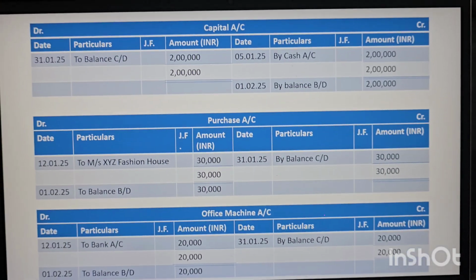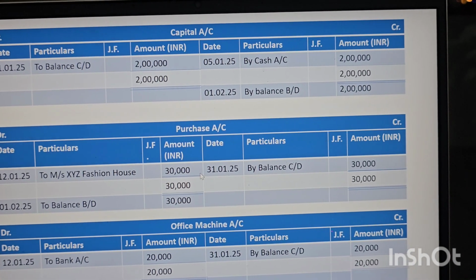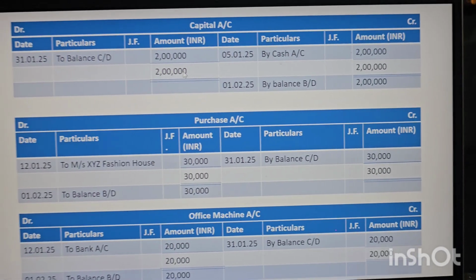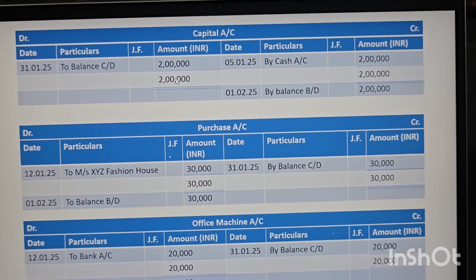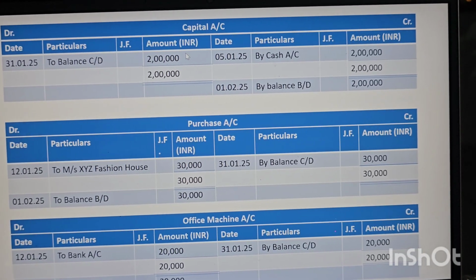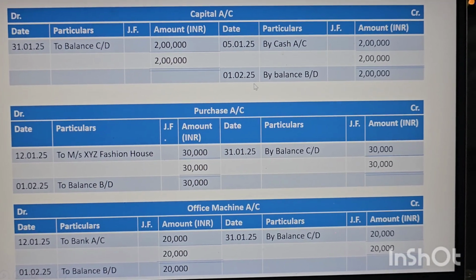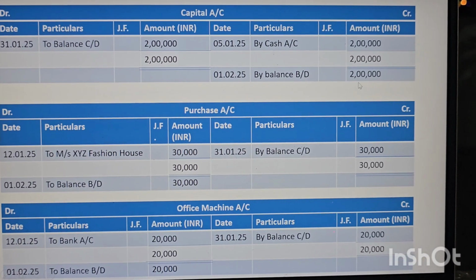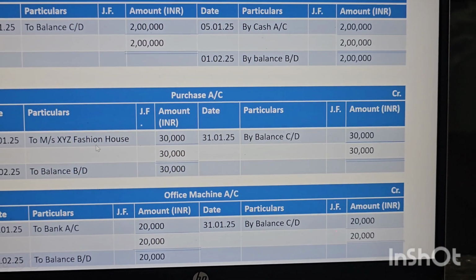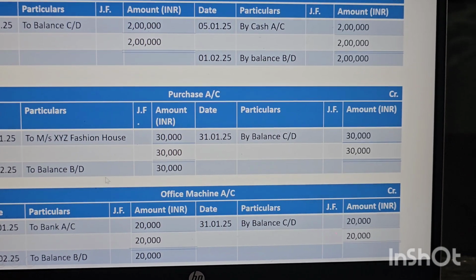Now if I go to the third account, that is the capital account, what is there? The entry was 2 lakhs that we have updated, and the similar amount has been updated on the debit side of 2 lakh, and then the balancing amount is balance carried down. This amount has been transferred to the credit side on the date of 1st of February as balance brought down of 2 lakhs. Similarly, for the purchase account, we had a purchase of 30,000 which has been carried forward to the next month as 30,000.